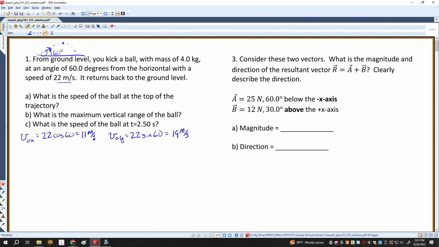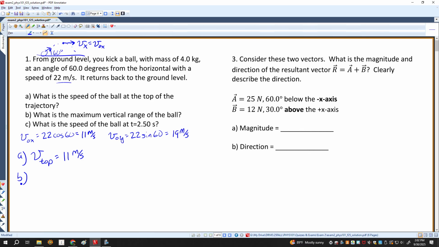And then for the speed at the top of the trajectory, it only has a velocity in the x direction. It has no velocity in the y direction, and that velocity in the x direction is equal to v naught x. So for part A, the velocity at the top is going to be equal to that v naught x, which is going to be 11 meters per second. So I've already found that. I just found the x component of the initial velocity.